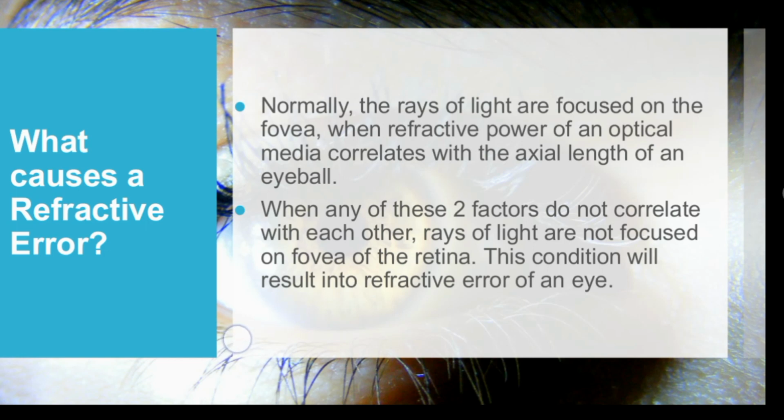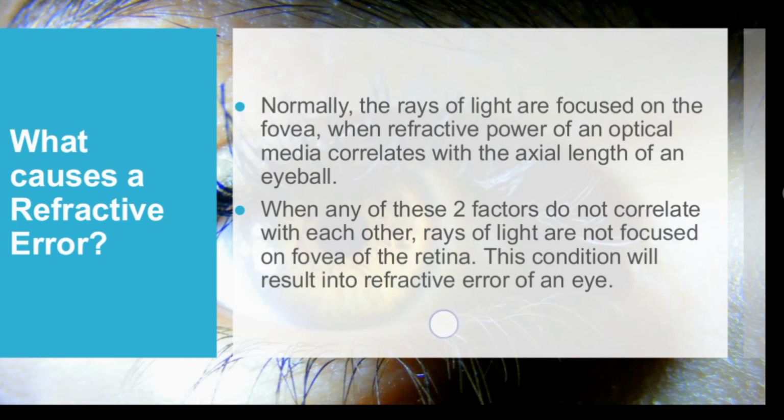When a patient comes to you and his visual acuity is not 6 by 6 on the Snellen chart, but when you do a pinhole test of that same patient, his acuity improves up to 6 by 6, that means it is a state where the patient has some error in his vision, right? So that is a refractive error. So what is happening over here is that when these two factors don't correlate with each other, the rays of light are not focused on the fovea of the retina.